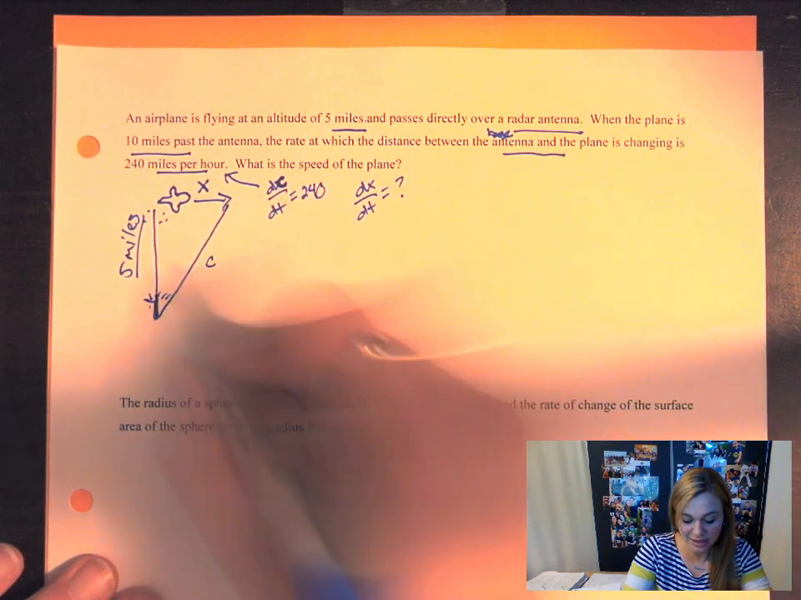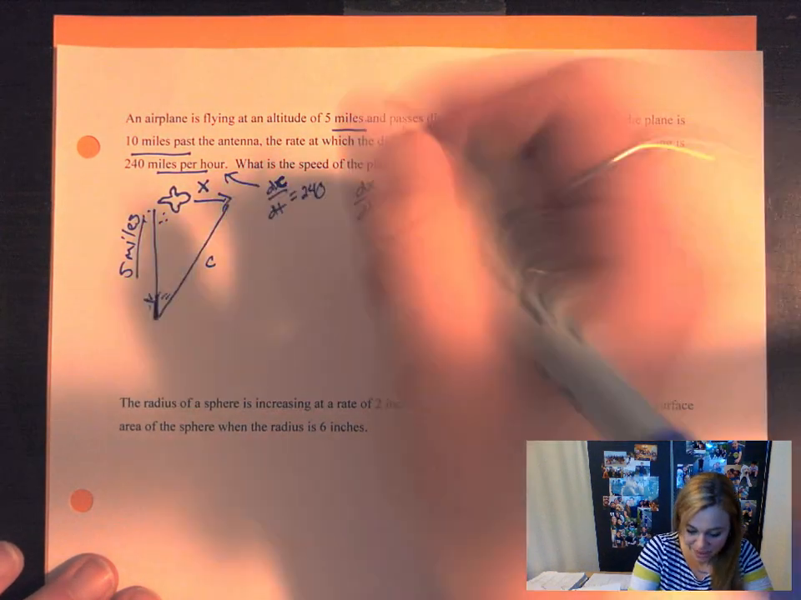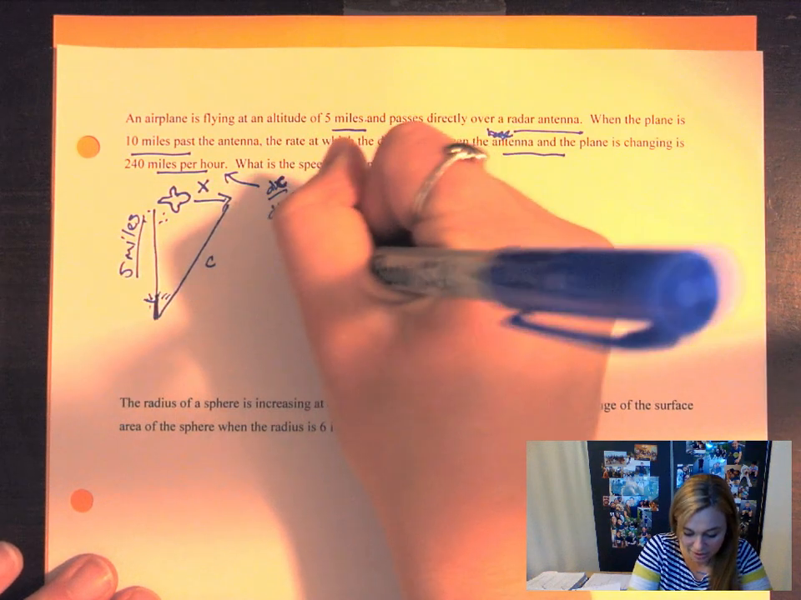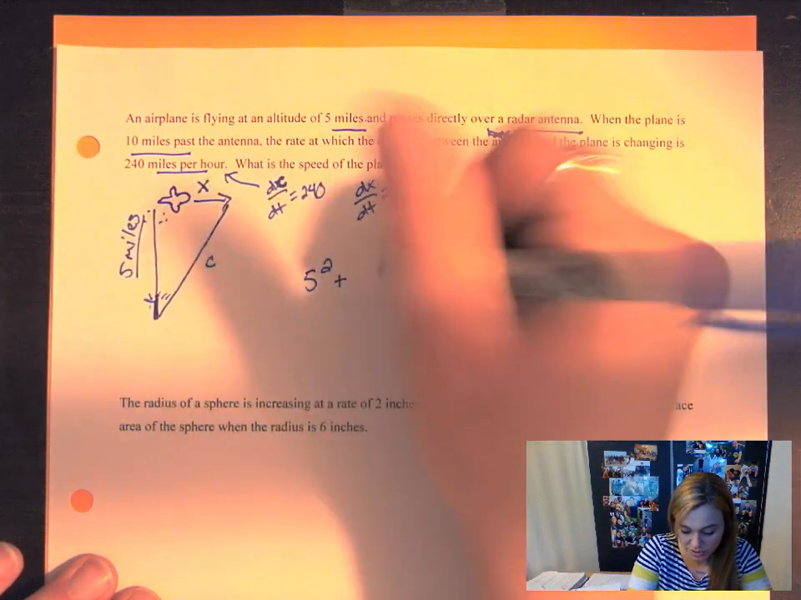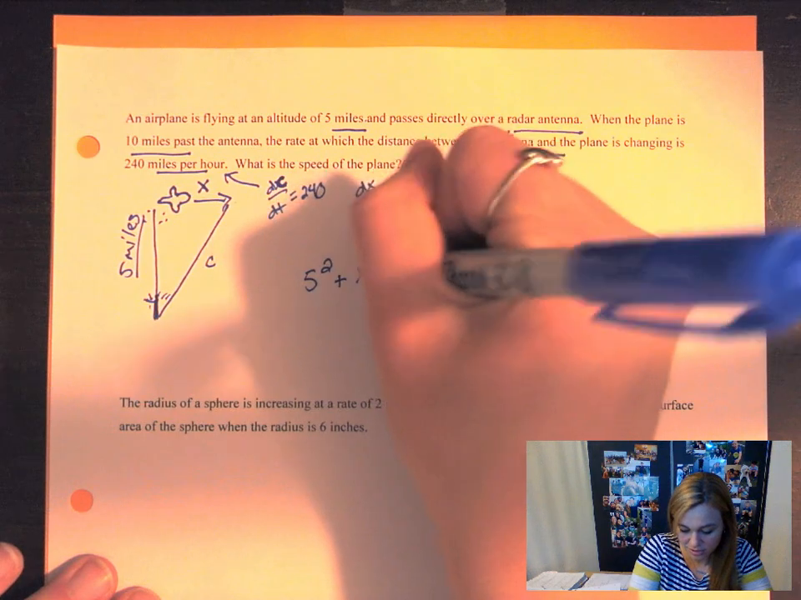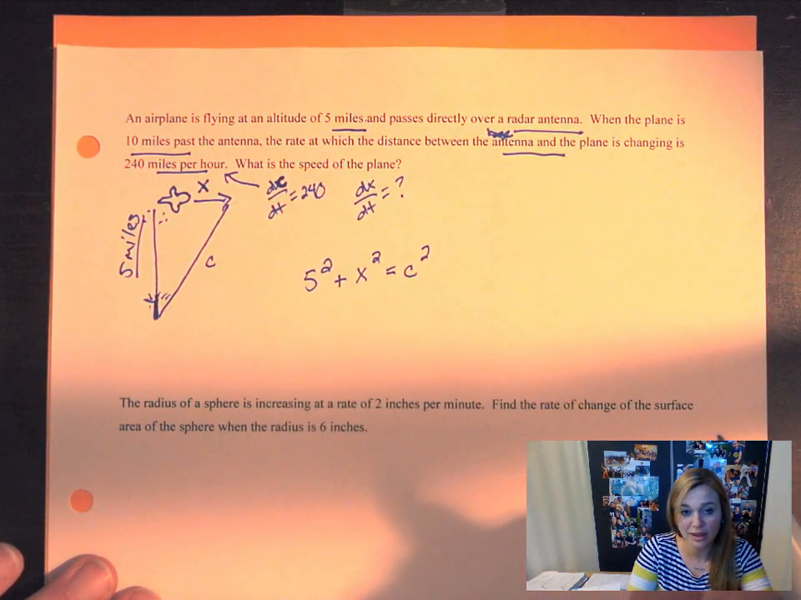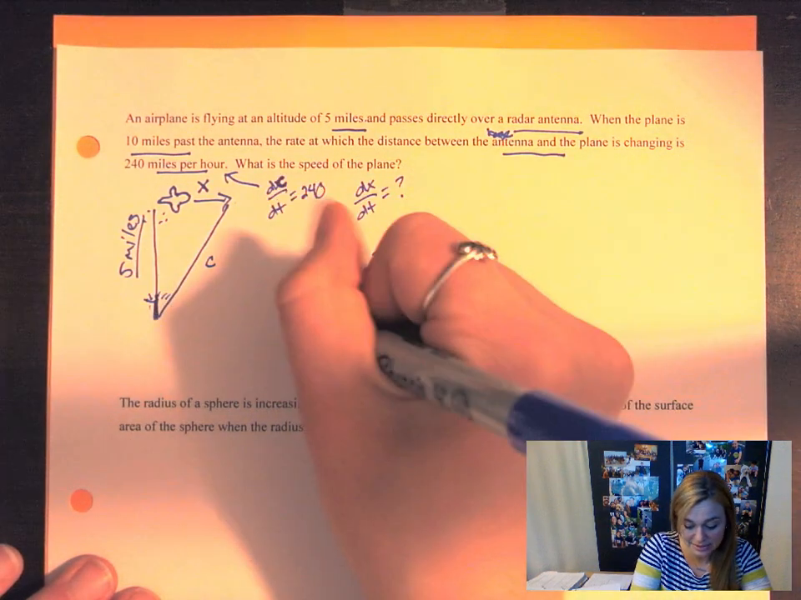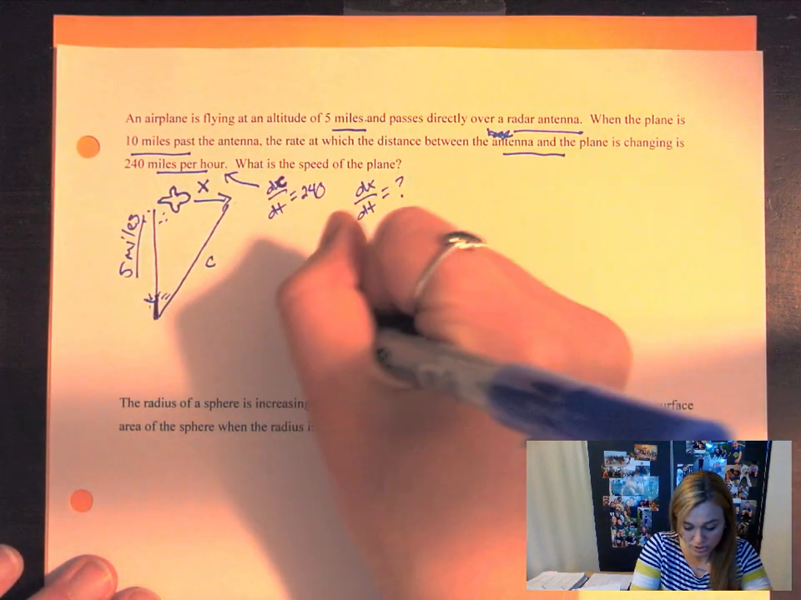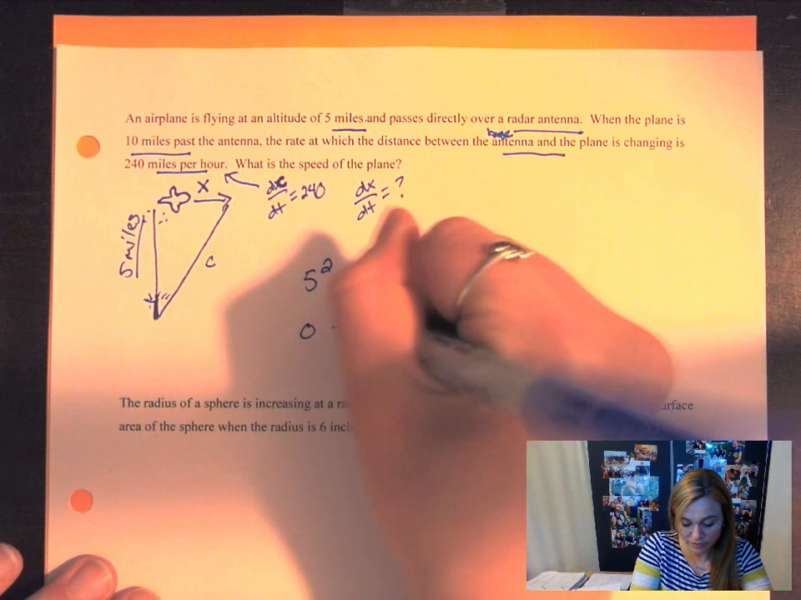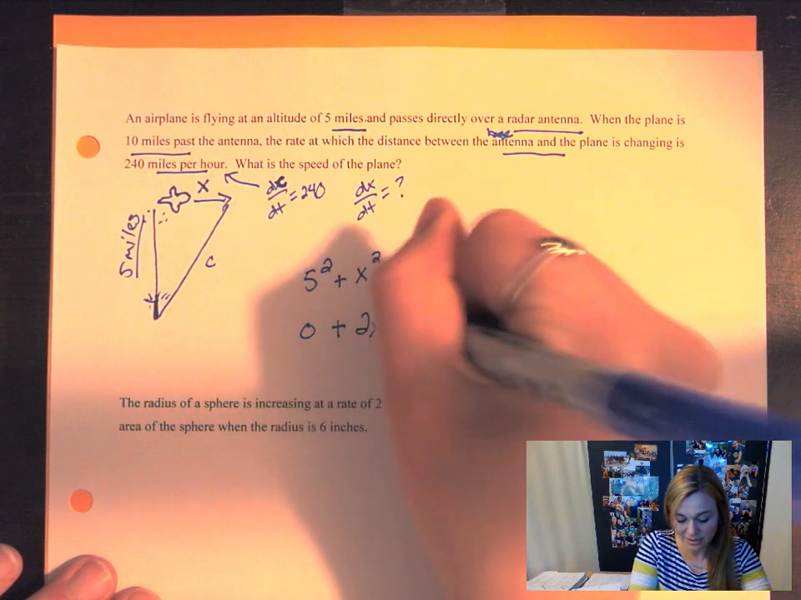I've got dx dt. I need to relate all three. How I do so is I'm going to say a squared, or in this case 5 squared, plus x squared equals c squared. This is a constant, so I can put it in right away. If I take the derivative of any constant, I get 0, so you don't actually have to write that. The derivative of the x squared would be 2x dx dt.